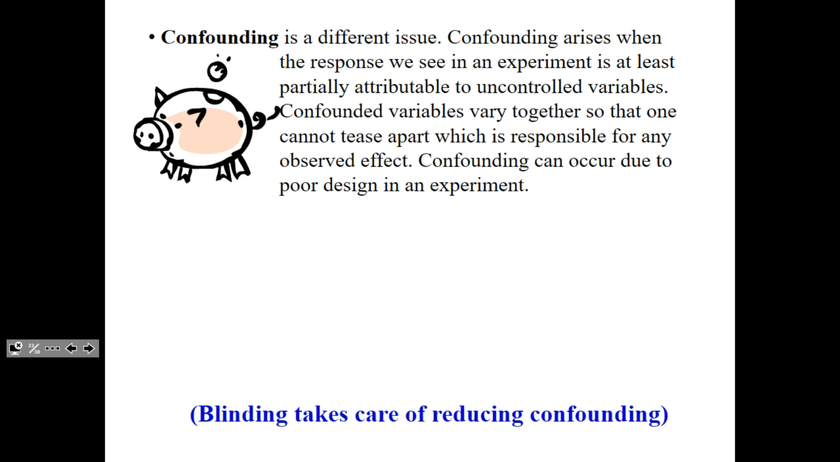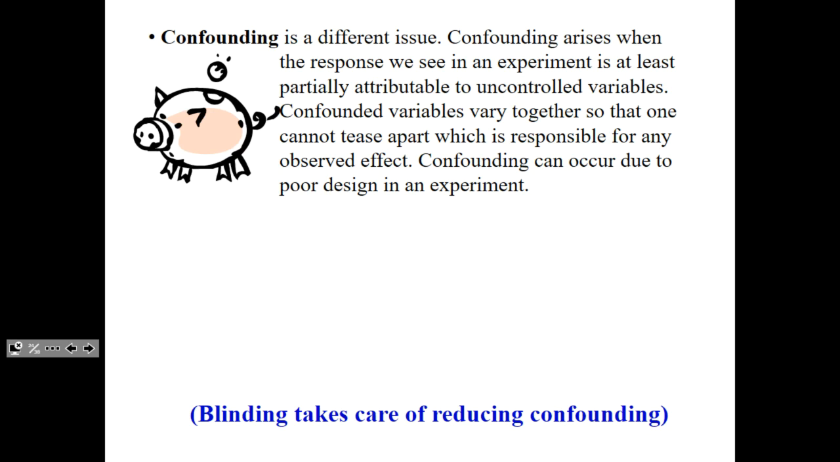Now, confounding variables are a little different. This is when the response we see in an experiment is partially attributable to some uncontrolled variable. This isn't the same as lurking, although it's similar. Lurking is something that's happening that's affecting both. Confounding is at least driving one of them, but may have nothing at all to do with the treatment.